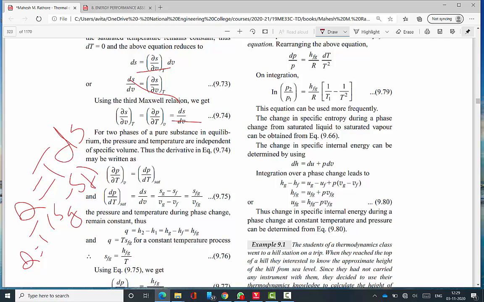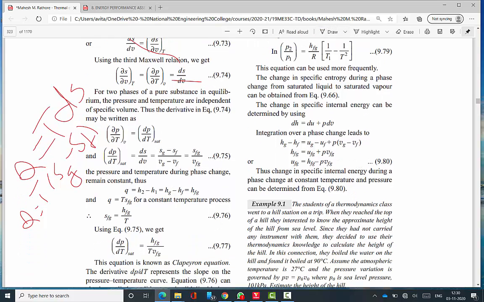Then Sfg equal to Hfg divided by T. From this, Q equal to Hfg. Compare this: Hfg equal to Q, therefore Hfg equal to T Sfg. From this, Sfg equal to Hfg divided by T. Substitute the things: dP by dT at saturation, and saturation is only for the saturated type.